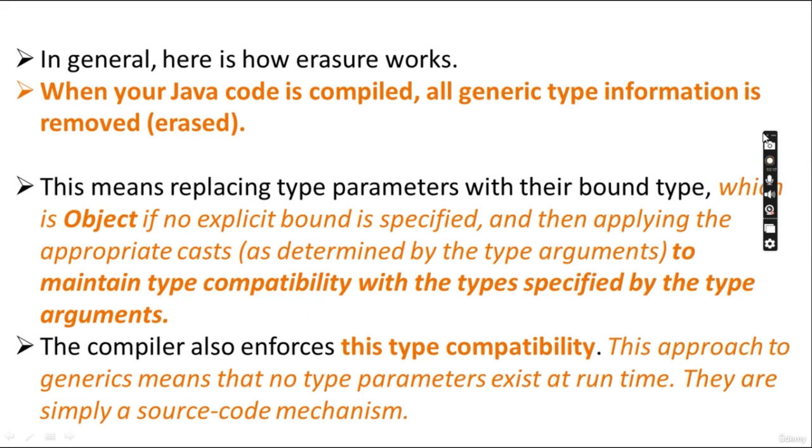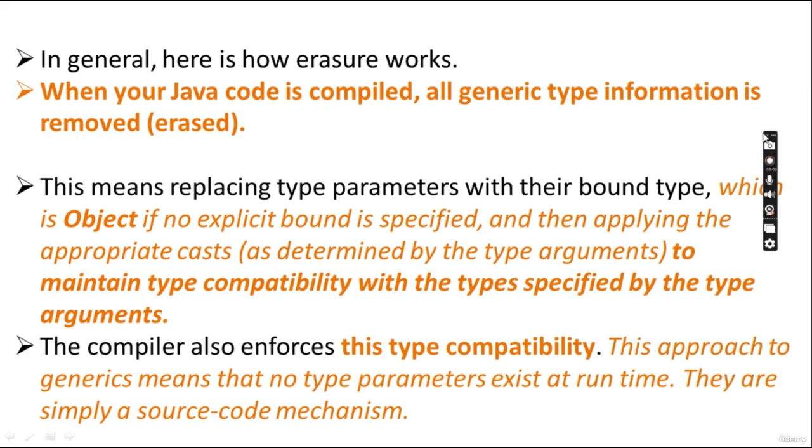This means replacing the type parameters with their bound type, that is the upper bound, which is Object if no explicit bound is specified, and then applying the appropriate casting to maintain type compatibility with the type specified by the type arguments. Okay, so when the code is actually run, what is happening here? Everything that is declared with the type parameter will be replaced by the actual type that is specified, and if it is not specified, it will be replaced by Object, and then the appropriate casting from one data type to another is applied to maintain the type compatibility specified by the type arguments at the time of object creation. The compiler also enforces this type compatibility.